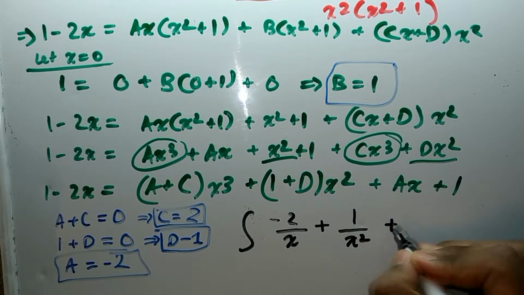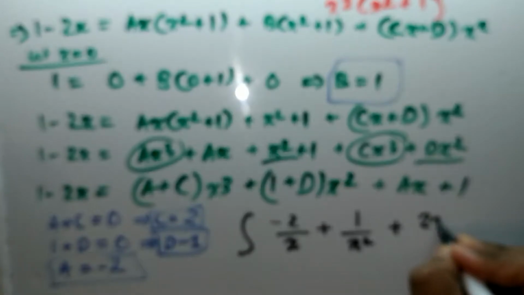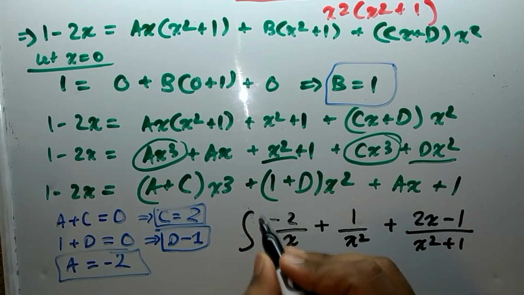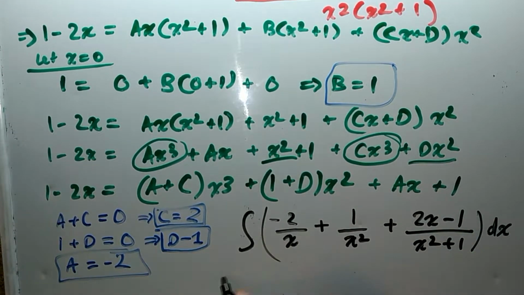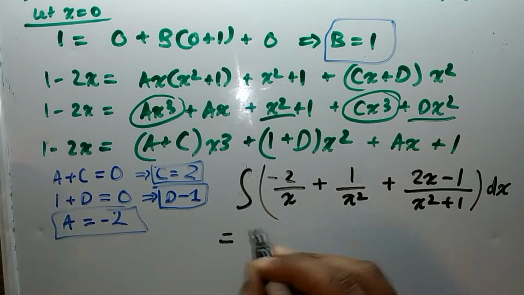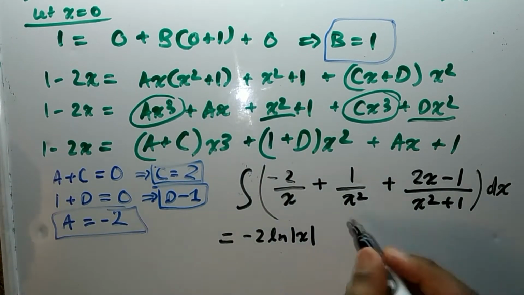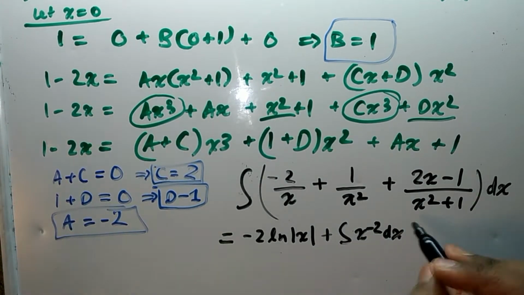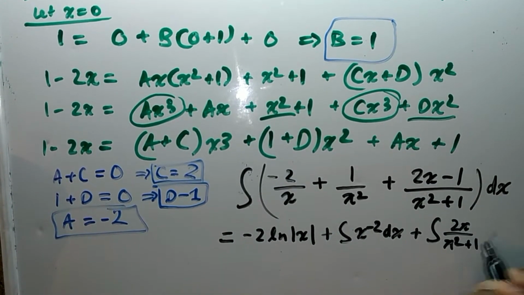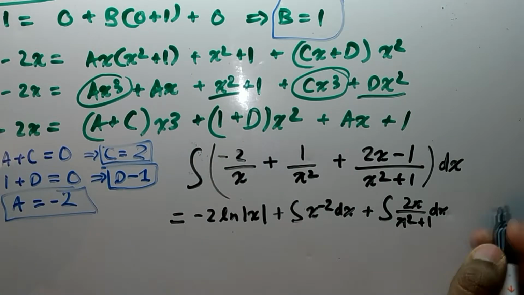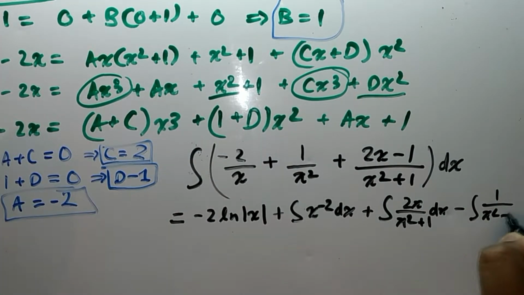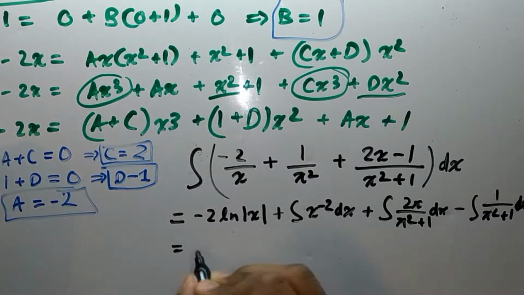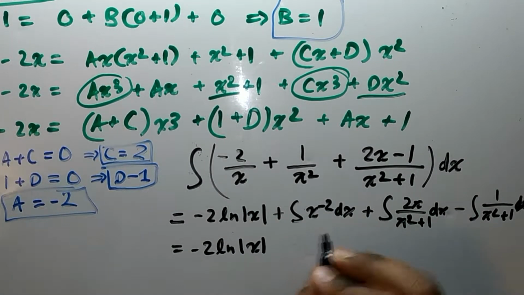And then we can plug it back into our partial fraction decomposition that we're trying to solve. So we get -2 over x plus 1 over x squared plus 2x minus 1 over x squared plus 1 dx. And the first one we can get pretty easily, just -2 ln x. The second one is just the integral of x to the -2, so you can use the power rule on that. And the last integral, we can split it up so that it's 2x over x squared plus 1 minus 1 over x squared plus 1.